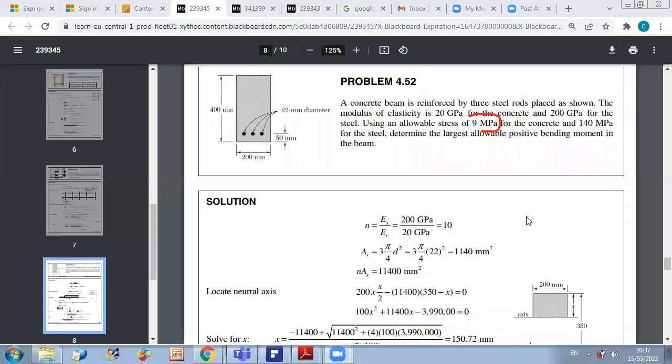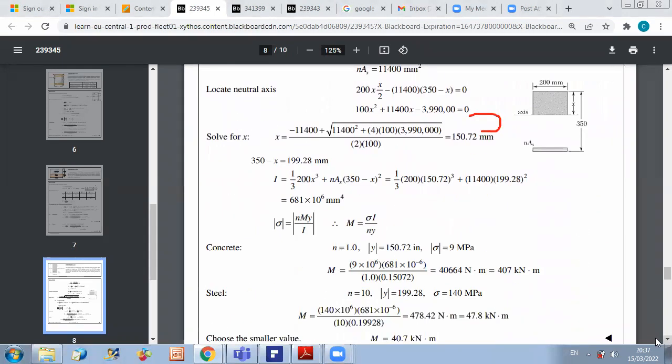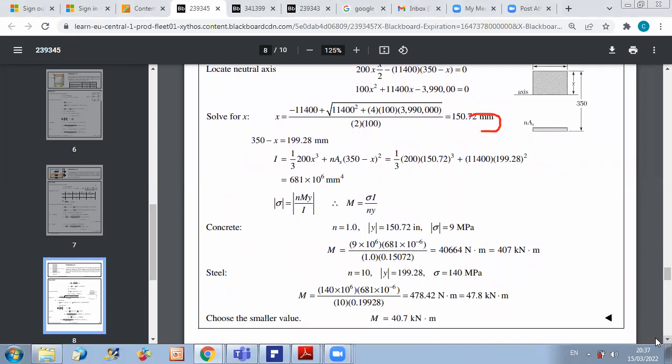Okay, so this is the strategy, starting with an allowable stress of 9 megapascal for concrete. Then by applying our formula, we can get M, because we know that sigma is provided, it's 9 megapascal. In order to obtain your bending moment value in Newton meter, do conversion of units. So first use sigma in Pascal. If it's provided in megapascal, you should multiply by 10 to the power 6 to convert it to Pascal. N is a coefficient, for concrete it's 1 because the reference material is concrete.